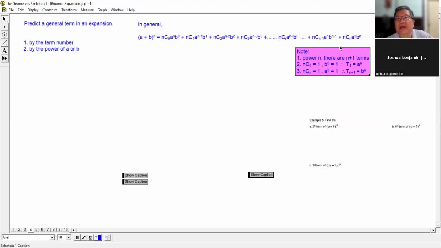Okay. But the relationship between the number NC something, that one is related to b. It's not related to a. Okay. So in order to get a, then you use n minus the power of b, then you get the power of a.